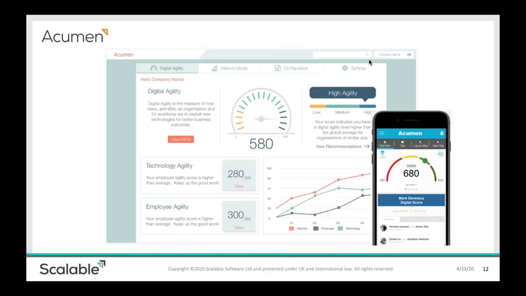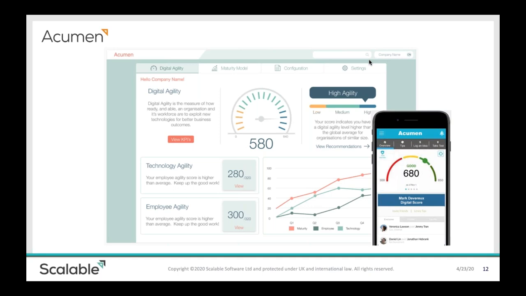So collaboration is just one of the examples of digital transformation. And again, I don't think it's ever been any more important than it is today. This information around digital agility is presented in a kind of credit scoring style. So we have technology agility, and we'll talk a little bit about that in a minute. We have employee agility, and that rolls up to an agility score. And that can be sliced and diced by location, by job function, by one person to the next person.